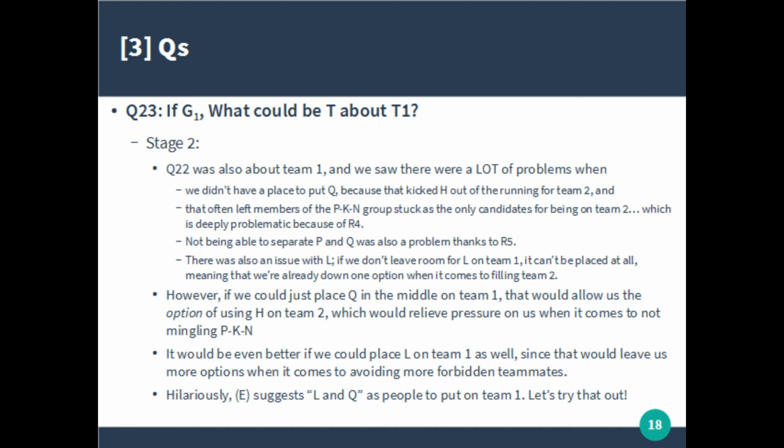And so hilariously, and hilarious to me because the exam rarely these days seems to reward this kind of thinking, but just based on, it's like, man, I don't know that it has to be the case, but it would just be really nice if Q was in the middle on team 1 and if L was already on team 1. E suggests that L and Q are people to put on team 1, so that's going to be my first instinct. I actually want to try that out because that's exactly what I was feeling. It would just be nice if Q was middle on team 1 and L was on team 1. That just leaves us more options to work with.